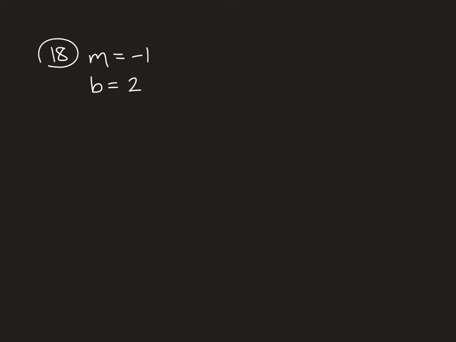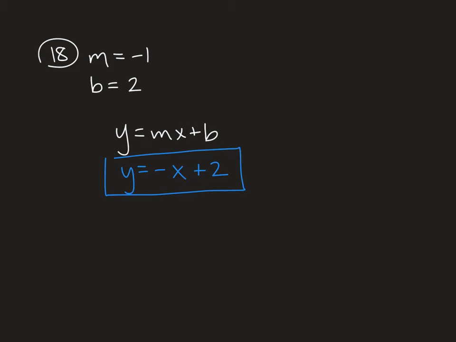Number 18 simply asked us to write in slope-intercept form, which is y equals mx plus b. And we're literally given m and b. This one's very simple. So we just plug in -1x and then plus 2. Again, you don't need to write the -1 since it's a coefficient of x. You can just put the negative sign.